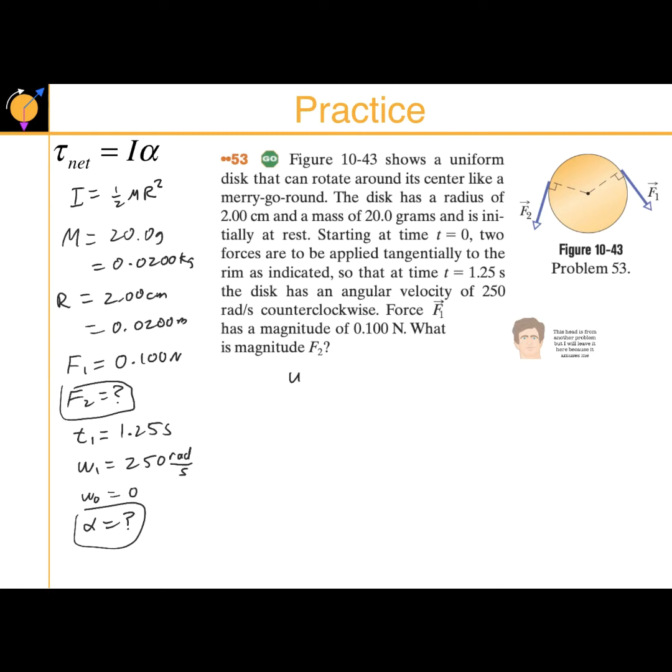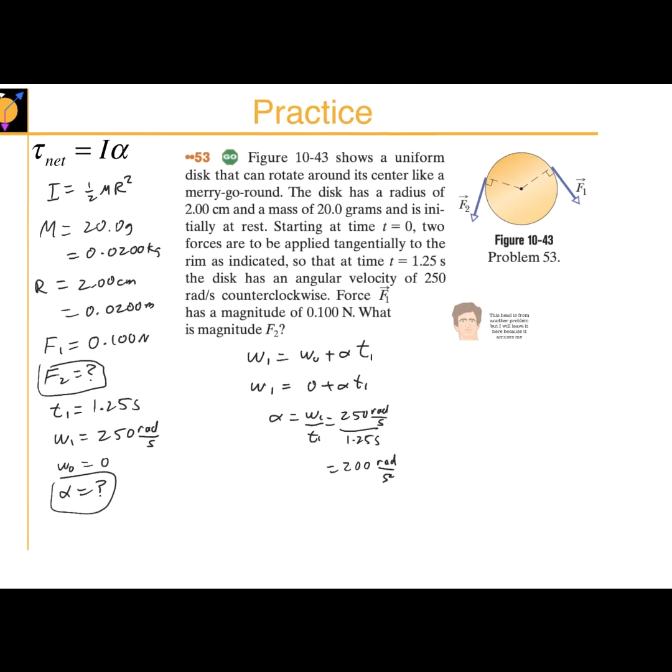We can say, well, omega 1 is going to be equal to the initial speed plus alpha t. Do you remember this? This is sort of the kinematics equation. And so since it starts at rest, omega 1 is equal to 0 plus alpha times t1. So in other words, the angular acceleration is going to be omega 1 divided by t1, or 250 radians per second divided by 1.25 seconds, which means that the acceleration ends up being 200 radians per second squared. So we have the acceleration of this thing, and now we can use that to find F2.